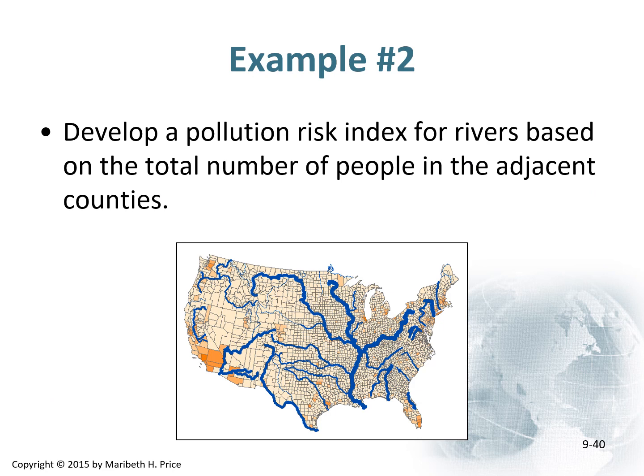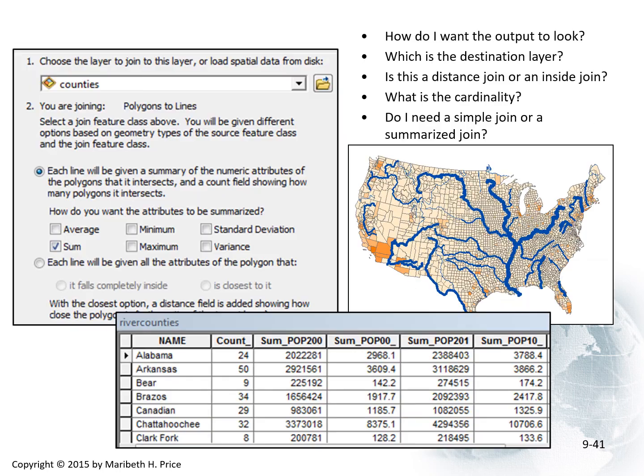Develop a population risk index for rivers based on the total number of people in the adjacent counties. How would you do something like this? Well, what do you want it to look like? How do you want to do it? Here we've chosen a layer to join to this layer or load spatial data from a disk. We're looking at the counties. What are we joining? Polygons to lines. We're going to select a feature class from above. Each one will be given the summary.